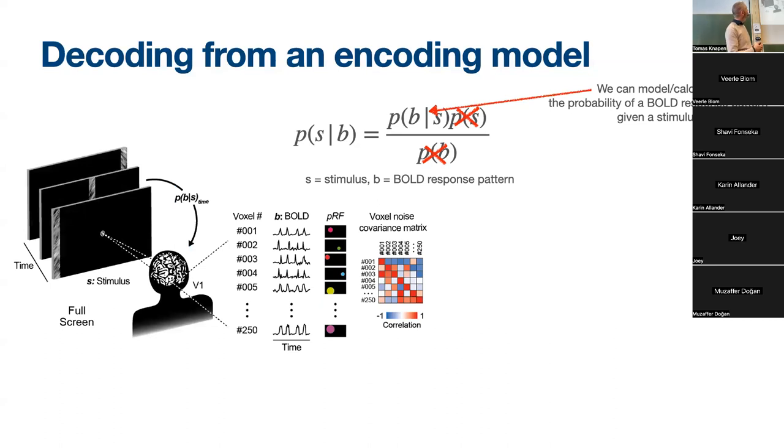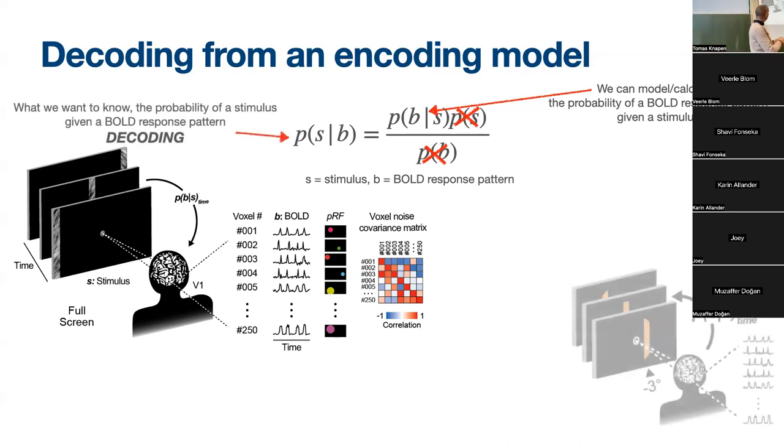So what you do is you have someone in the scanner, right? And they look at this sort of pattern with these bars. It's identical to what I just showed you. And you get these bold responses and you fit these receptive field models. And what you have is an overlap between the receptive fields. I'm just speaking about this very qualitatively. If you have questions about how this sort of thing works, we can talk about it in detail later.